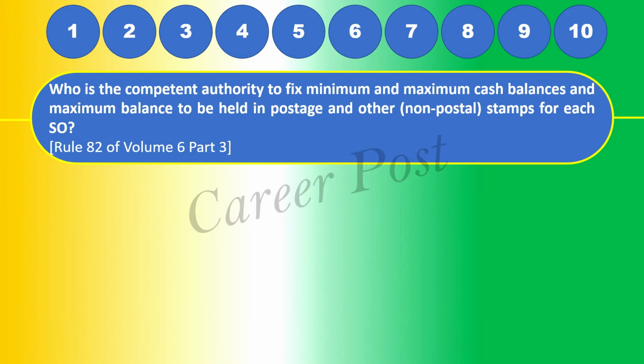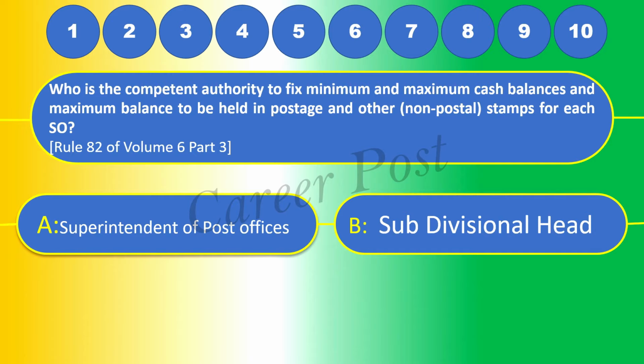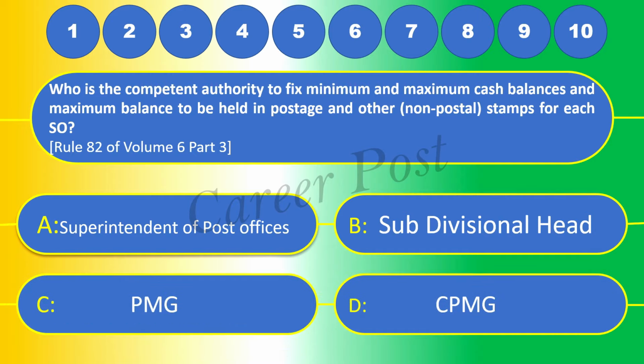Next question. Who is the competent authority to fix maximum, minimum and maximum cash balances and maximum balance to be held in postage and other non-postal stamps for each SO? Rule 82 of volume 6 part 3. A. Superintendent of post offices. B. Subdivisional head. C. PMG. D. CPMG. Your time starts now.